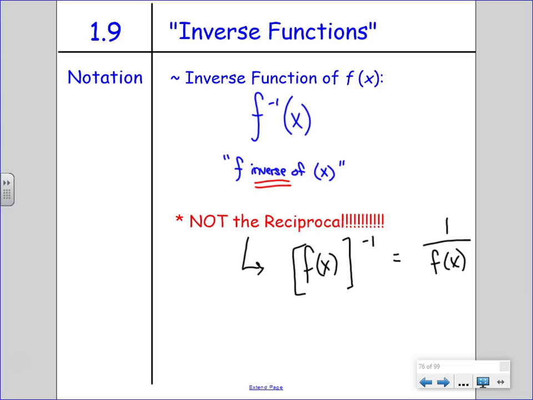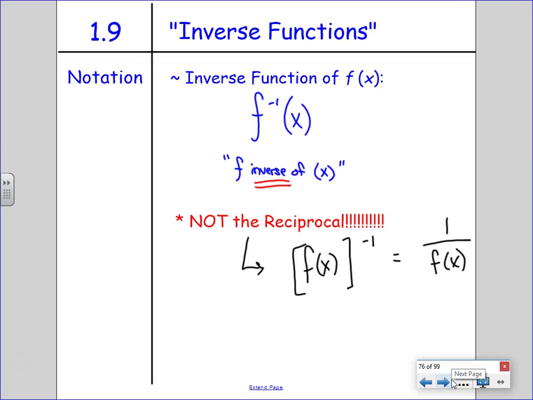So, I need you to know the difference between this negative 1 inside the function notation and this negative 1 outside the entire function. Okay? So, this one, read it for me, everybody. F inverse of x. This one, the function f of x to the negative 1 power. Okay? Different, not the same. Sorry, confusing, but different, not the same. You could say the entire function f of x to the negative 1 power, or you could just say the reciprocal of f of x.